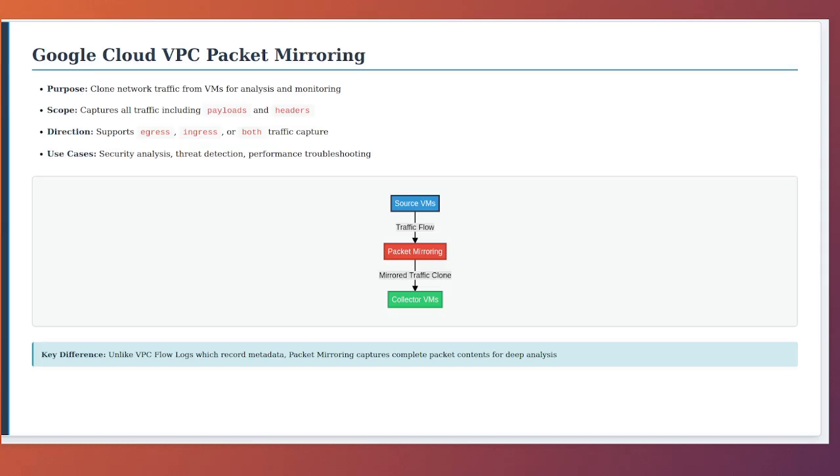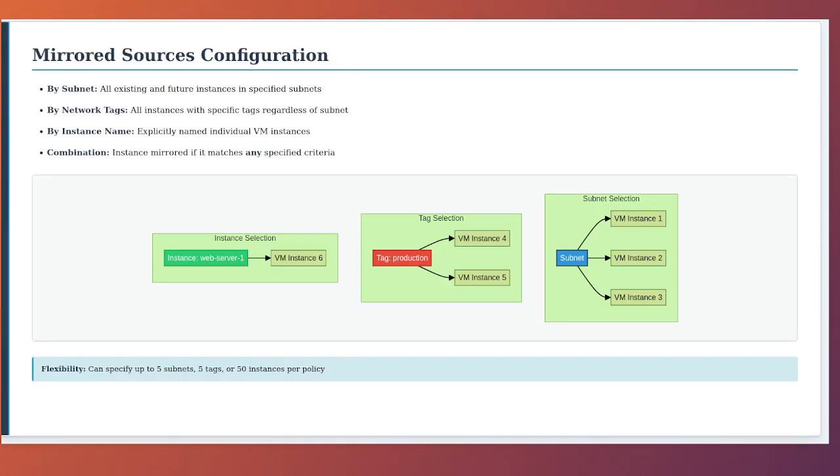These are specialized instances running security analysis tools, IDS/IPS, or network monitoring software. The collector virtual machines receive all the mirrored traffic through an internal load balancer, which we'll discuss in detail later. The key point here is that your production virtual machines continue operating normally while complete copies of their traffic are sent to analysis tools. Mirrored sources configuration.